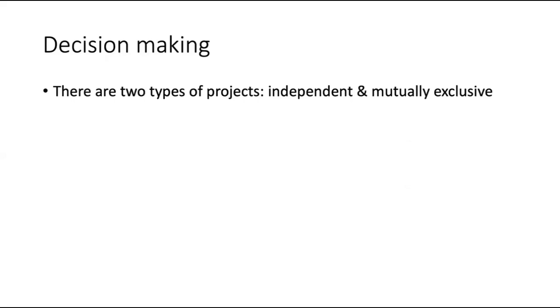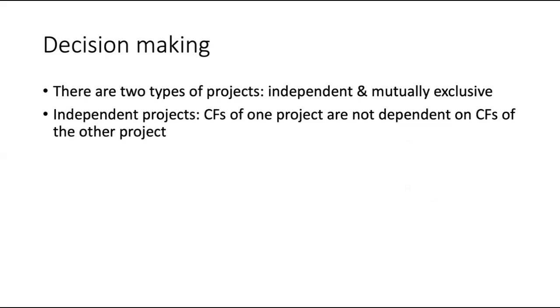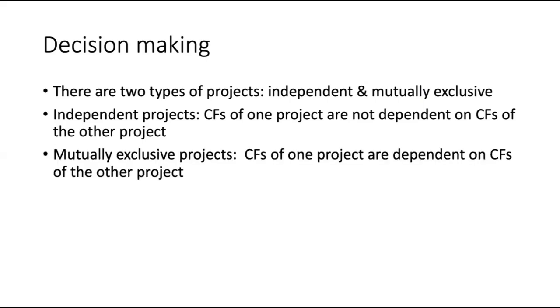Now let's look at how we'll use the NPV for decision making. Before that, we need to know that there are two types of projects. There are independent projects, and then there are mutually exclusive projects. In independent projects, the cash flows of one project are not dependent on cash flows of the other project. But in mutually exclusive projects, cash flows of one project are dependent on cash flows of the other project.